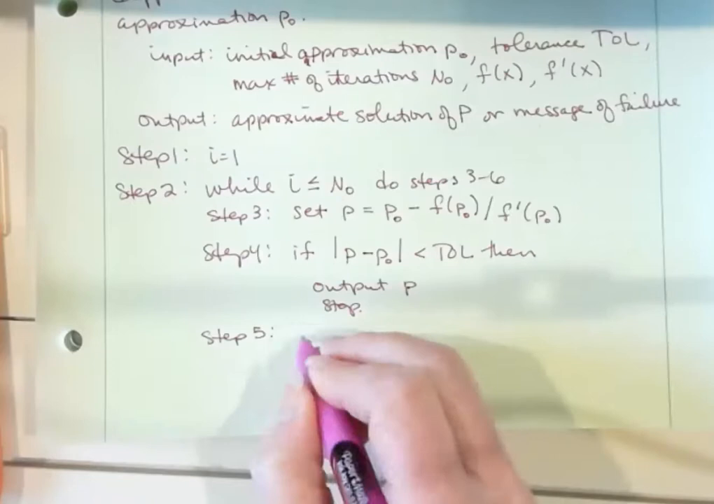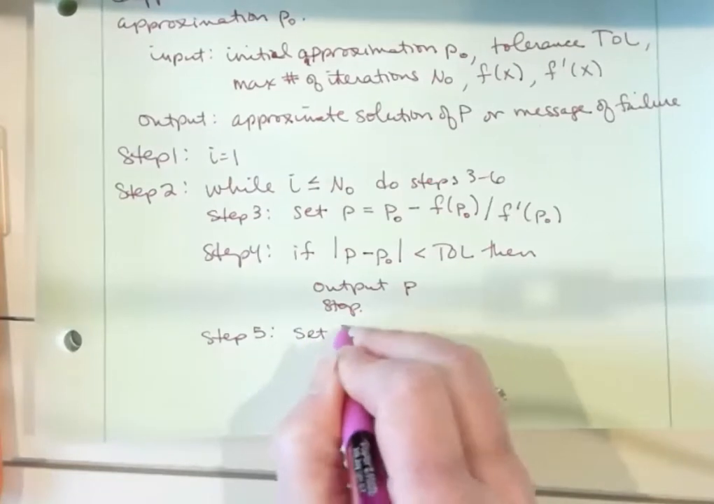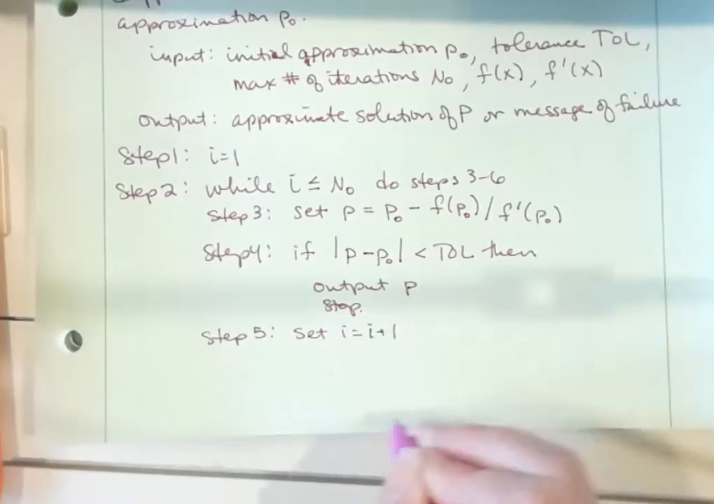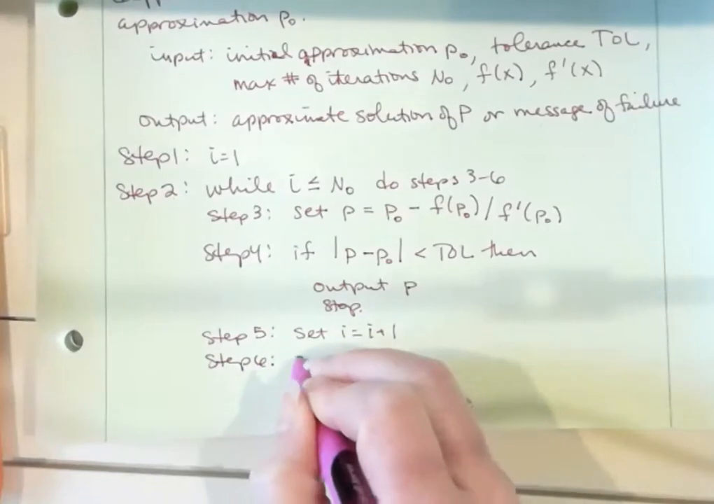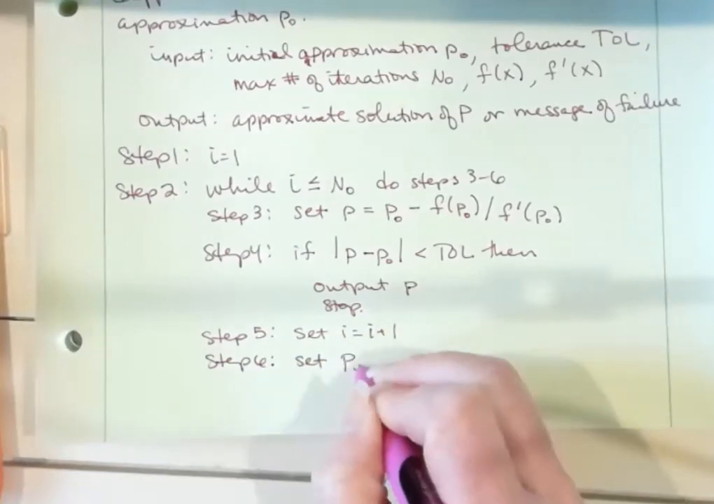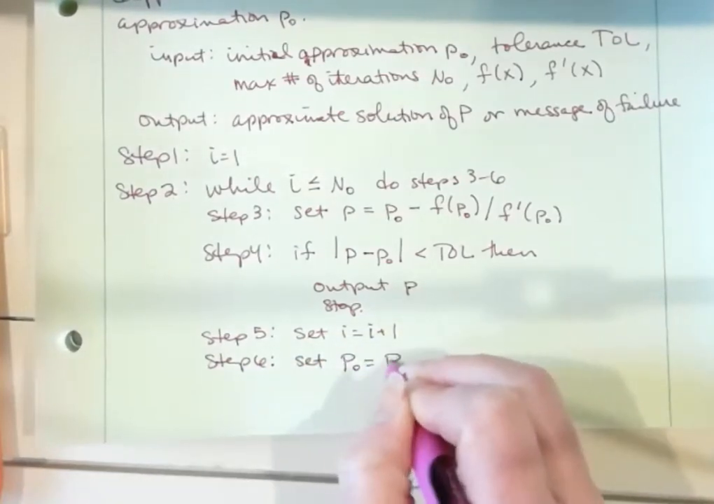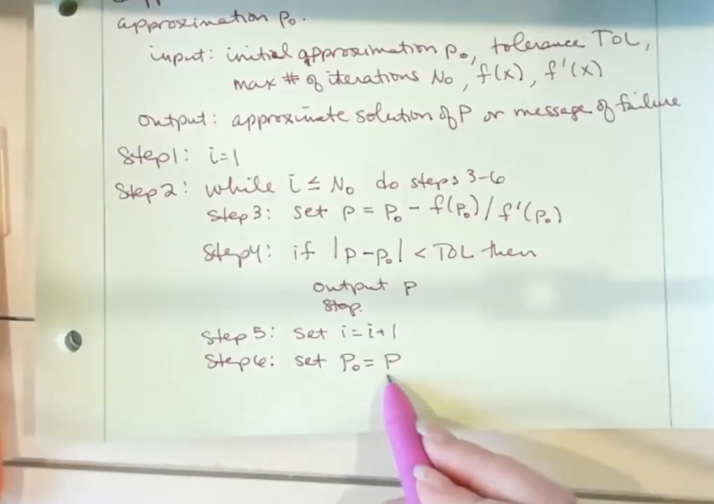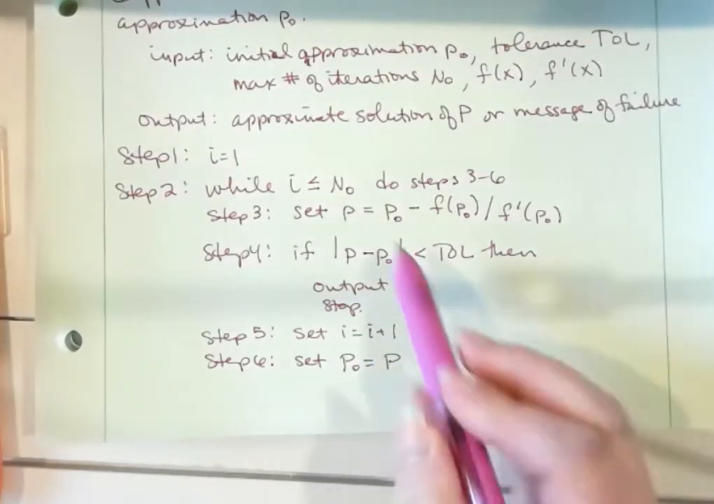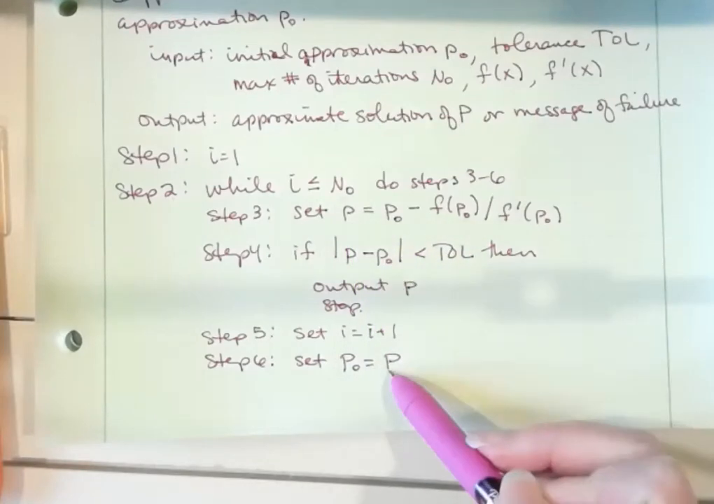So step 5, we would set i equal to i plus 1. And then step 6, we're going to set p0 equal to p. So now our initial guess is going to be the estimate p that we just came up with.